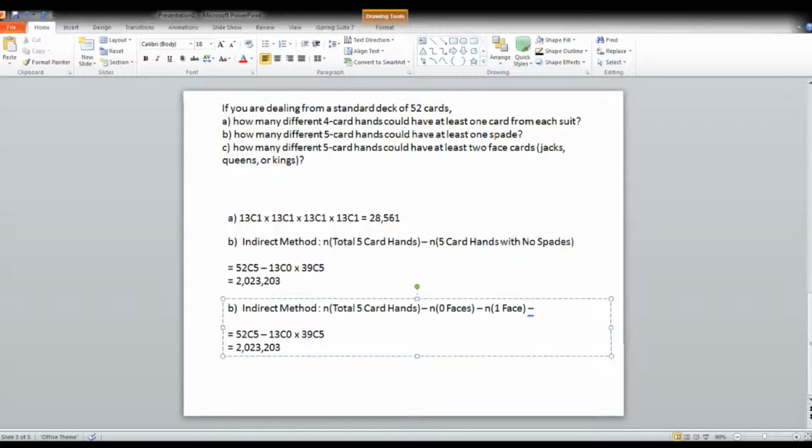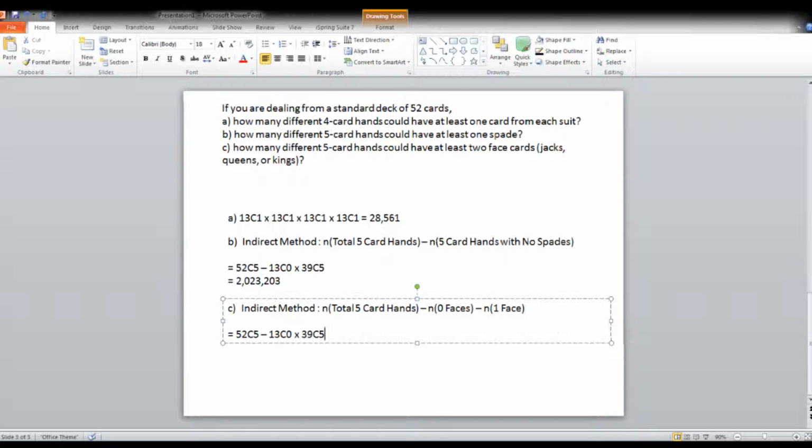That's all we'd have to do, because at least two faces means two faces would be included in our answer. So we're subtracting what's not in our answer because we're doing the indirect method. We're actually solving for the opposite of what we want. So we take the total number of five card hands and then we subtract the two cases that would not be included in the set of five card hands with at least two face cards. So that would be no face cards or one face card. So it's actually pretty simple here.